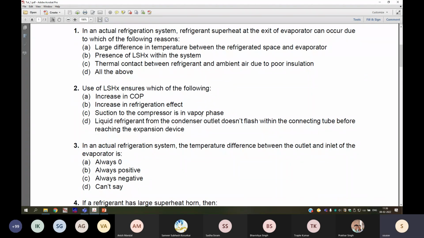Okay. Use of LSHX ensures which of the following: increase in COP, increase in refrigeration effect, suction to the compressor is in vapor phase, liquid refrigerant from the condenser outlet doesn't flash within the connecting tube before reaching the expansion device. What do you think? Which of these statements are true? We are using an LSHX. Which of these statements will be true? Increase in COP? Can we guarantee increase in COP? No, sir. No. So the first one is incorrect. Can we guarantee increase in refrigeration effect?